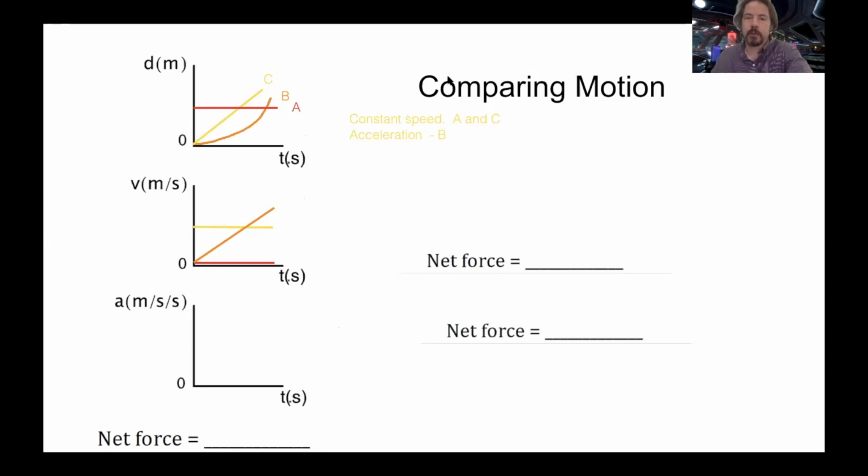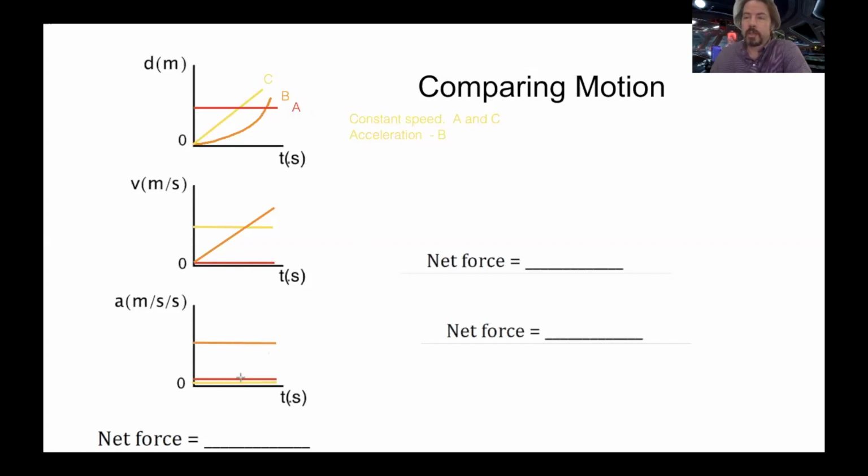And now let's do the acceleration graph. So we are on orange. Orange is positive, so the acceleration will be positive. And then red and yellow are both flat lines, so those both must be 0.